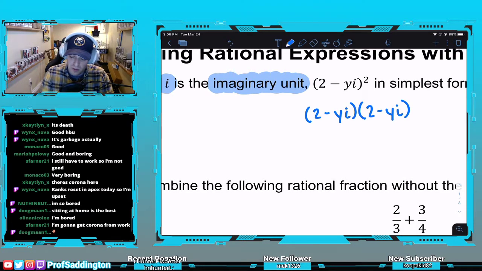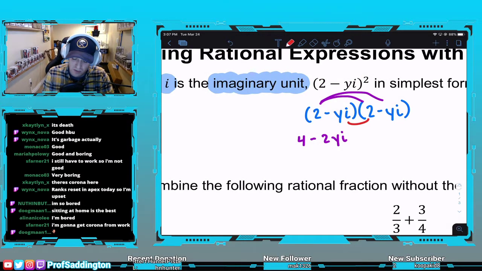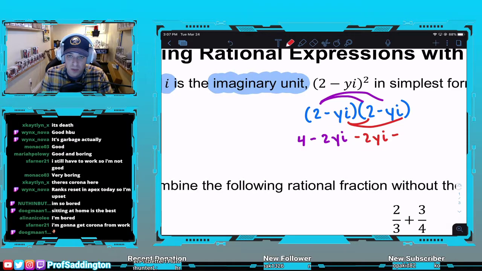After I get those 2 parentheses, I just have to make sure that I'm double distributing now. So I'm going to do the 2 times 2 and the 2 times negative yi. So I'll have 4 minus 2yi. And then I'm going to multiply the negative yi times 2 and the negative yi times negative yi. And this is going to give us another negative 2yi. And then when you do yi times yi, we have to make sure that both of those are becoming squared because you're doing y times y and i times i.